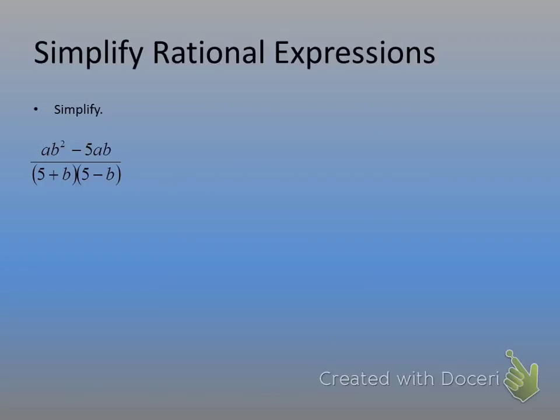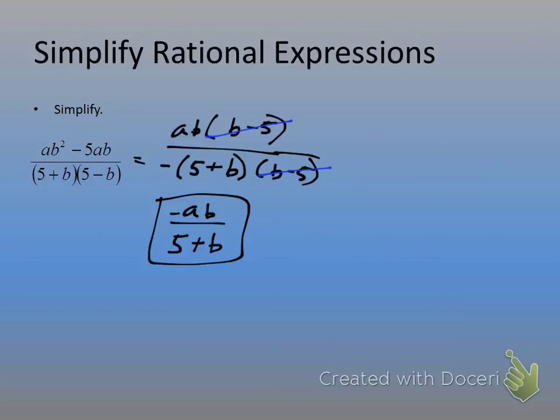So go ahead and answer this question also here. You've got ab squared minus 5ab over the quantities 5 plus b and 5 minus b. Okay, so hopefully we factored out ab that you see in the top. ab will give you b minus 5. Keep the 5 plus b the same and factor the negative out of the second one here. See how you have opposite signs, b minus 5 and 5 minus b. So that's where the negative sign comes out.